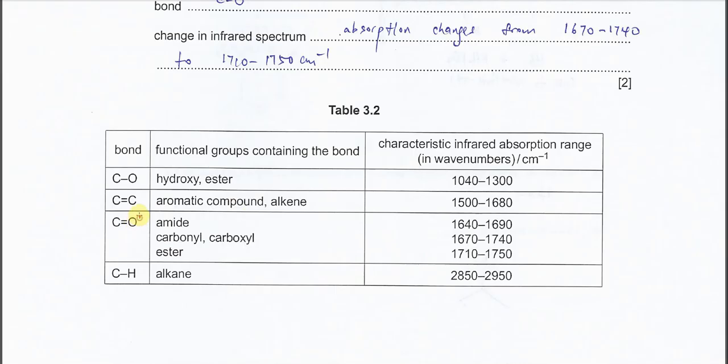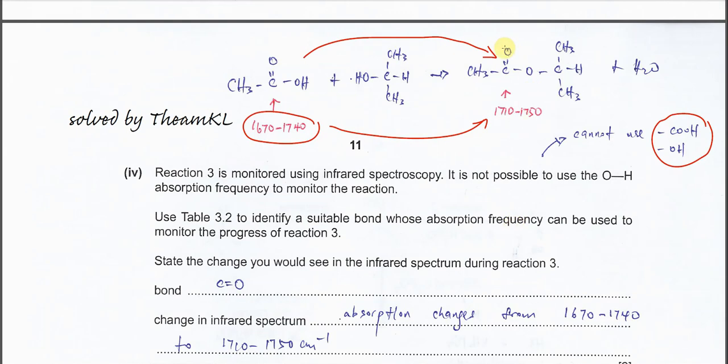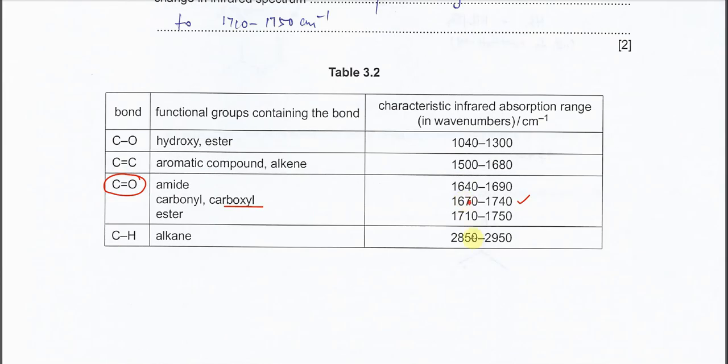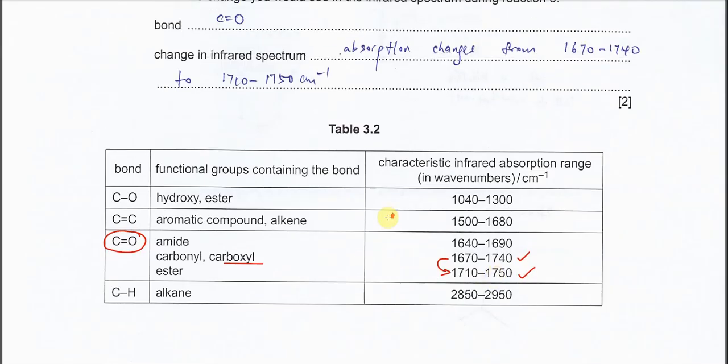When there is a CO double bond, the carboxyl's characteristic infrared absorption is this one. After reaction, I already told you, an ester is formed. So the ester's absorption changes to this one. Before reaction it is 1670 to 1740. Now it is changed to 1710 to 1750. This is the change that you must mention.